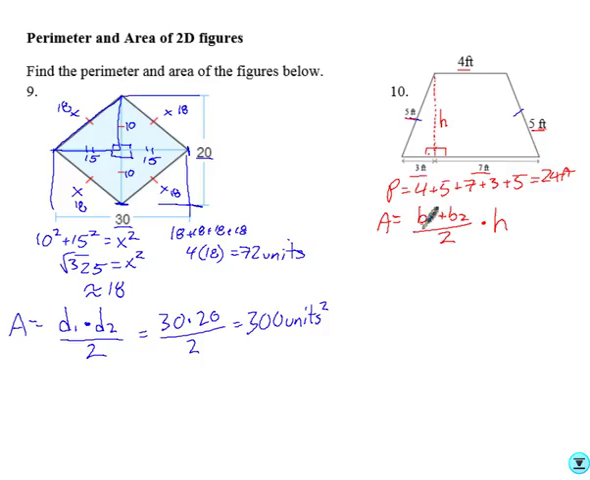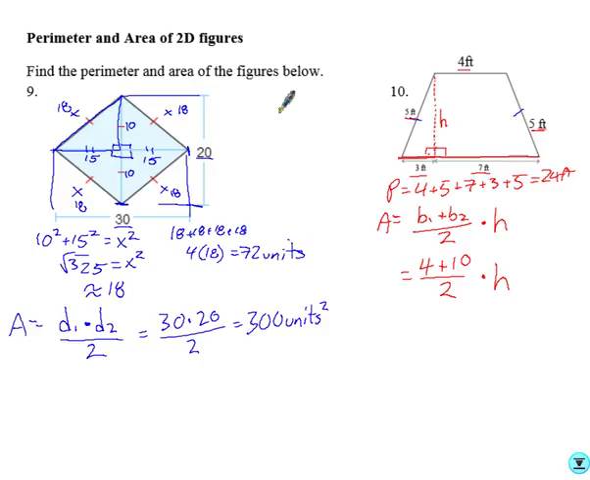So we know base 1 and base 2. Base 1 we can call 4. Base 2 is this whole thing here, which 3 plus 7 is 10. So this is the start of our equation. However, we need to figure out what the height is. To figure out what the height is, if you notice, we have a mini little right triangle here, and so we can do Pythagorean Theorem.